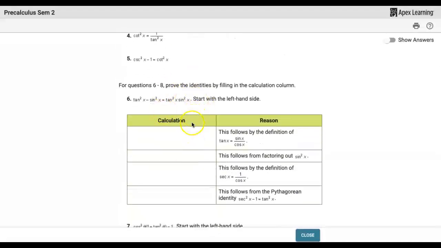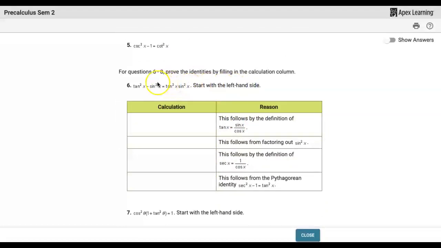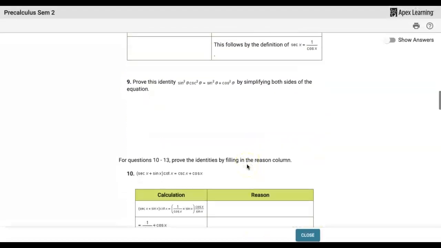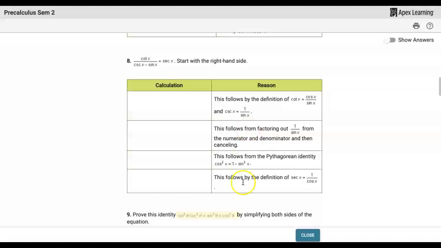Here is really nice. It's showing you the reasons for how you get from one part to the next. It's even telling you to start with your left-hand side. So start with the left-hand side and follow this reasoning. Hopefully this starts to get a little more helpful, because when you get to problems like this, it's going to ask you to do that on your own without the guided reasoning.